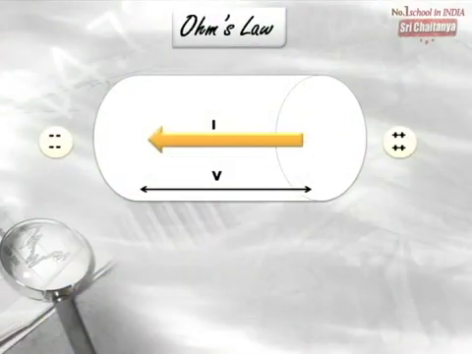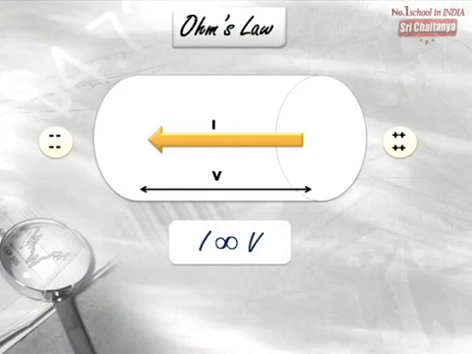So if V is the potential difference of this conductor from point A to point B, and a current I flows through it, I is proportional to V. What Ohm also discovered was that current is inversely proportional to the resistance offered by a conductor.